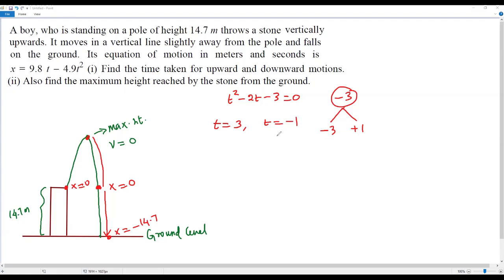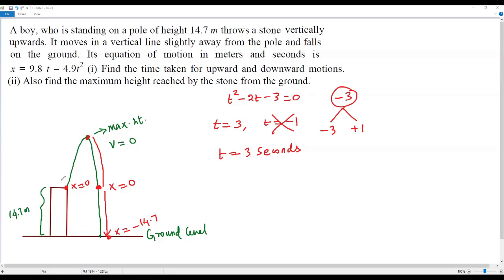But t represents the time taken by the stone to travel. It cannot be a negative value. So we can reject this value because time cannot be negative. So here we get t equal to 3. That means 3 seconds. Actually, I got this quadratic equation by plugging in the final destination of the stone into the equation of motion. So that means the stone takes a total of 3 seconds to travel from the position x equals 0 to x equals negative 14.7. So the total time taken by the stone to travel the complete distance is 3 seconds.